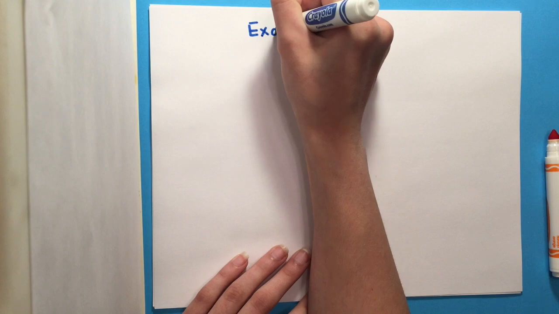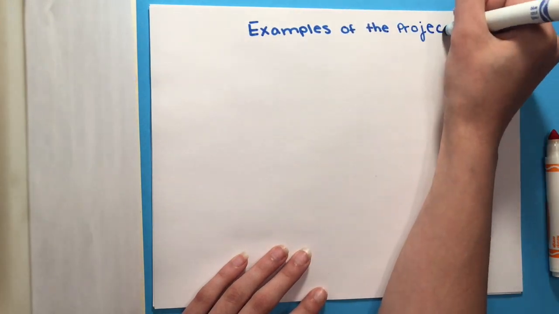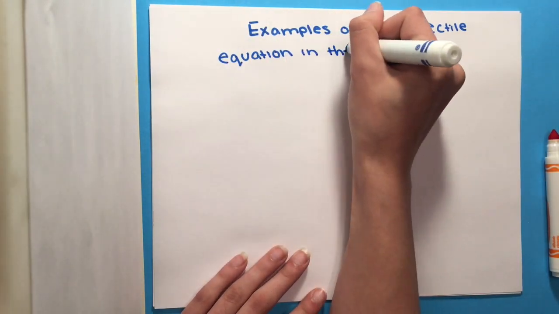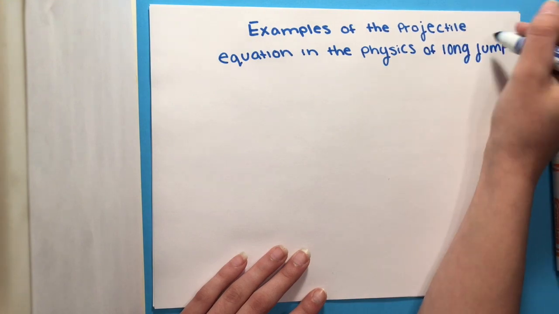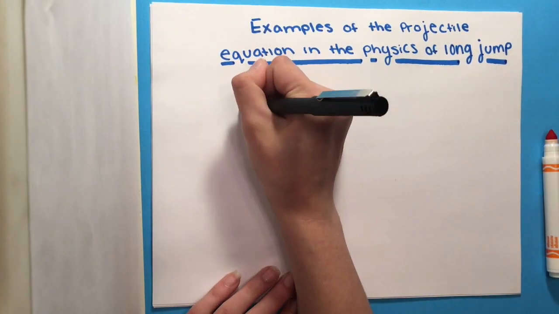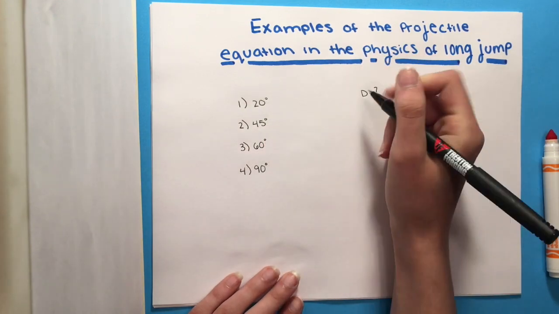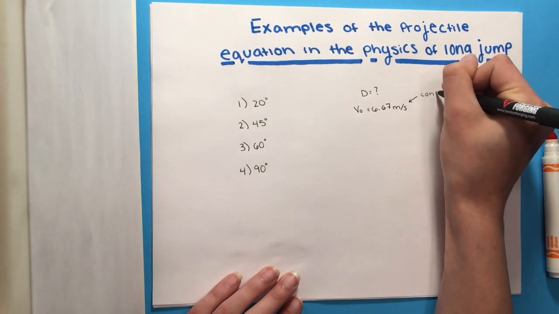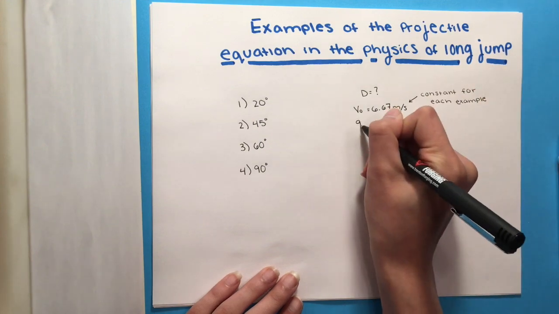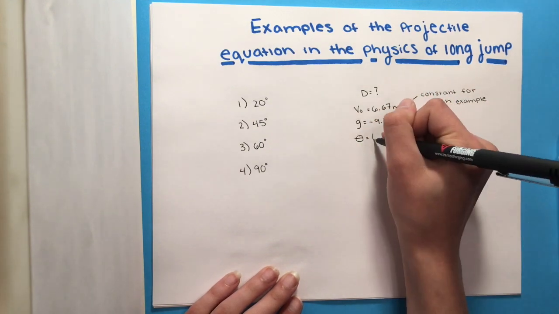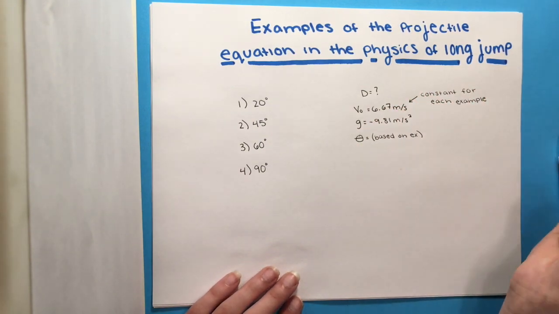Now we are going to use the examples of 20 degrees, 45 degrees, 60 degrees, and 90 degrees to show how the angle affects how far the long jumper can go. For each equation, we will have the jumper's initial velocity be a constant at 6.67 meters per second, because that is the average running speed for long jump leading up to the actual jump.